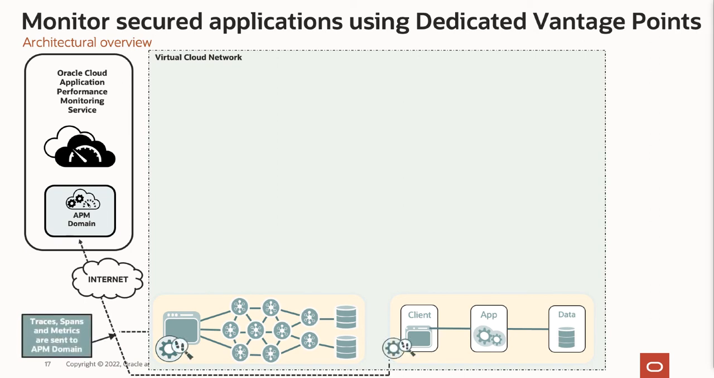In this architecture overview, you can see a secured environment with two applications, a microservice application and a legacy application, both running in a single virtual cloud network or VCN in Oracle Cloud. So these are the applications you want to monitor using APM synthetics. But since the apps are running inside the secured network, you cannot use public vantage point to run monitors publicly on the internet. In this case, you can deploy a dedicated vantage point in your Oracle Cloud tenancy.